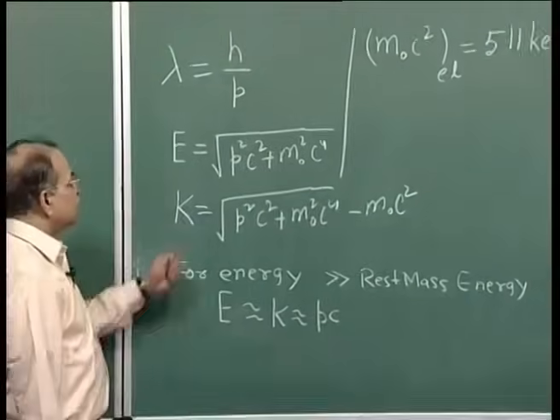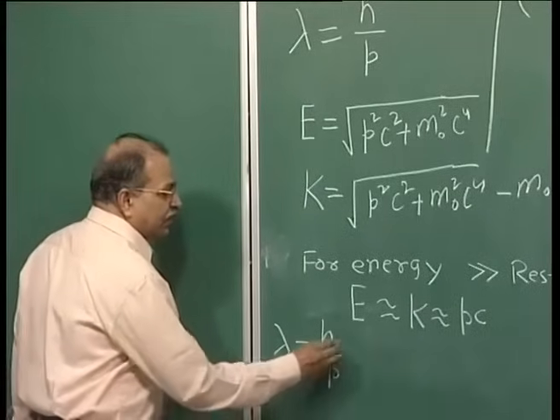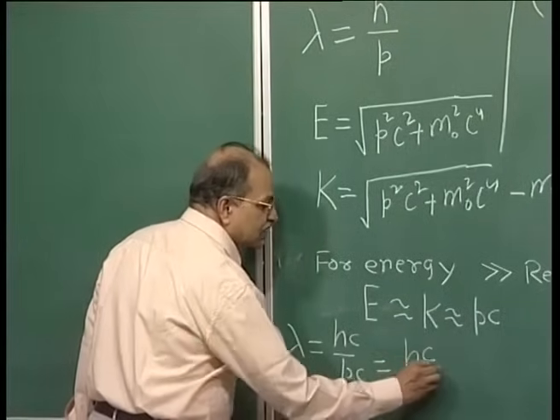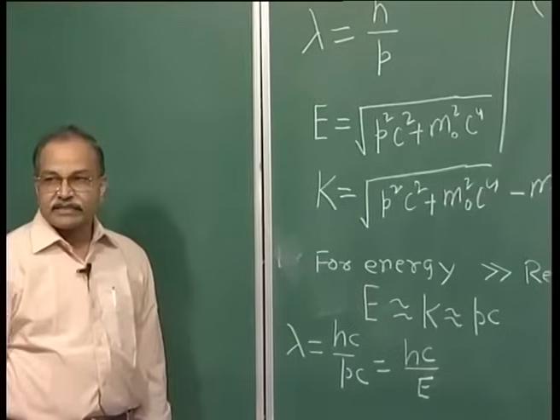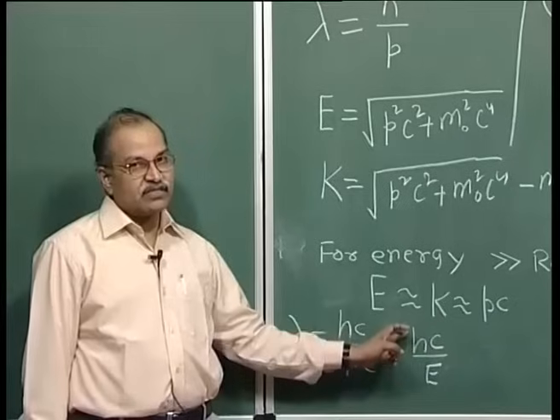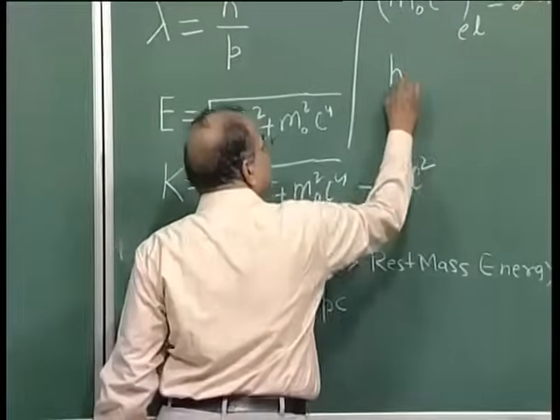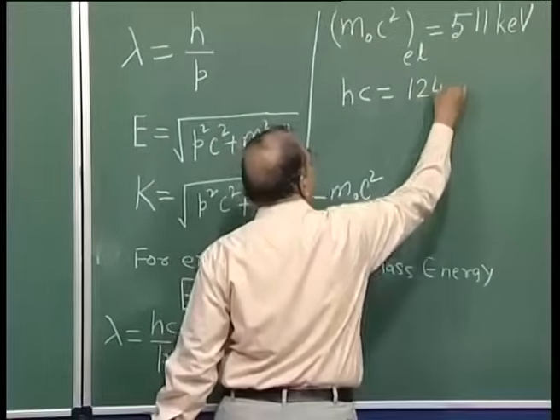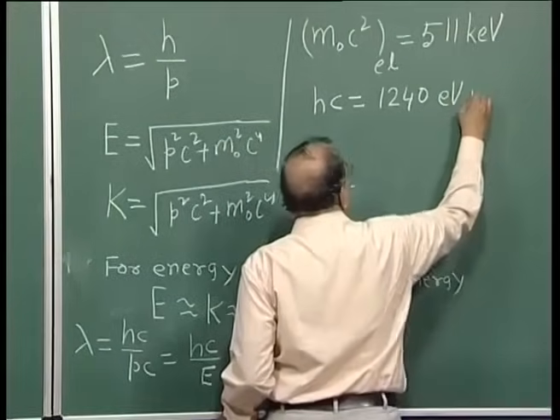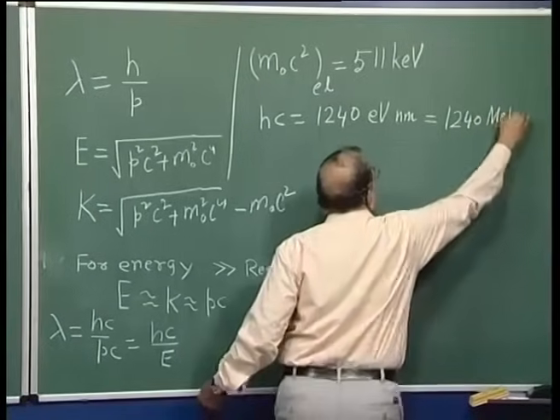So, come back to this wavelength calculation. The wavelength lambda is h over p, multiply c here and c here. So, it is h c by p c, and p c is almost the same as the energy or kinetic energy. Now, another useful number is h into c. You can remember this: h is the Planck's constant, c is the speed of light, and if you multiply these two things, h into c comes out to be 1240. You can write it in electron volt nanometer, or in the same units you can write mega electron volt and femtometer.